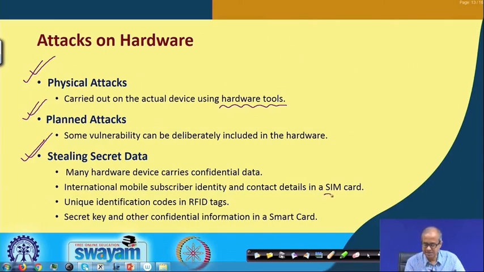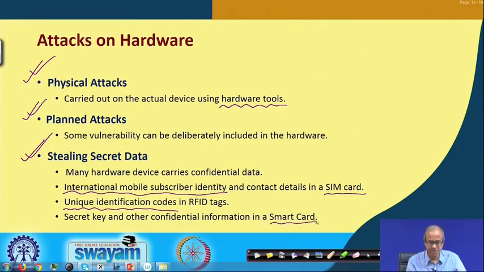Like when you talk about a SIM card, there is something called the International Mobile Subscriber Identity, IMSI. This is a unique number. Someone can steal that from my mobile number, so that someone can try to clone it. Then for RFID tags also, there is something called a unique identification code. Every RFID tag has a unique code associated with it. Someone can steal that. Someone can forge an RFID tag with that same code, to duplicate it.